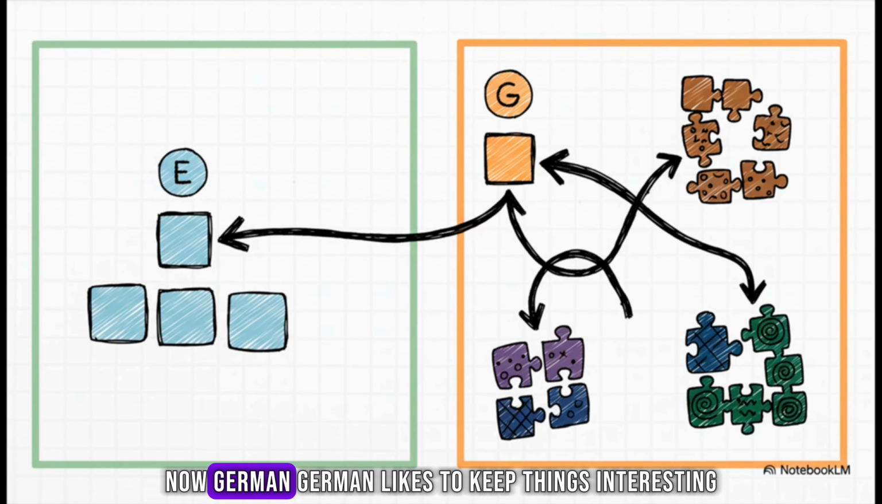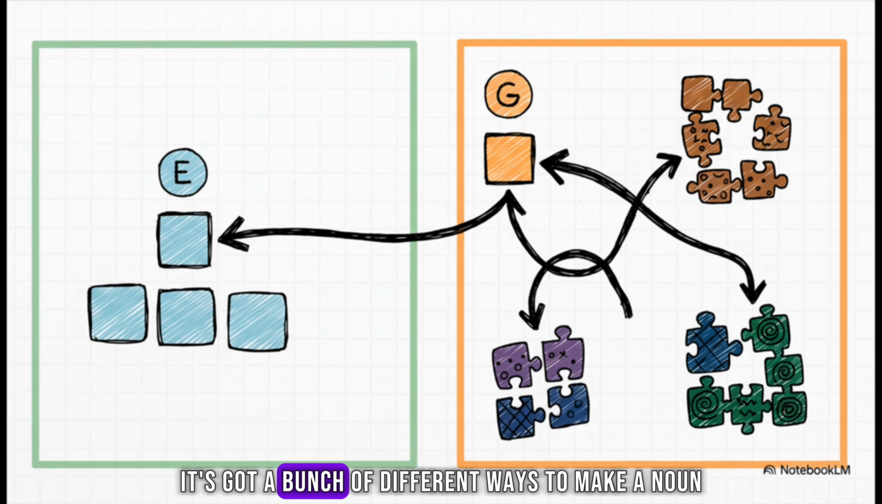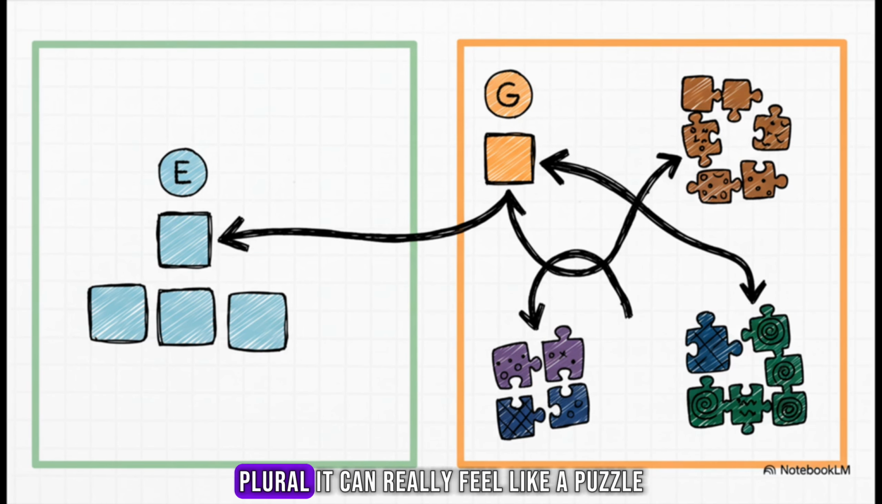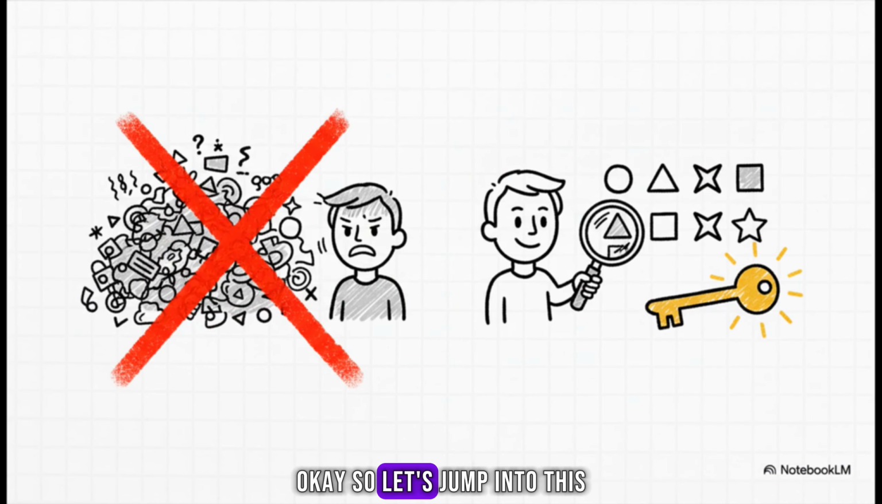Now, German likes to keep things interesting. Instead of just one simple rule, it's got a bunch of different ways to make a noun plural. It can really feel like a puzzle with a whole lot of different pieces. Okay, so let's jump into this.